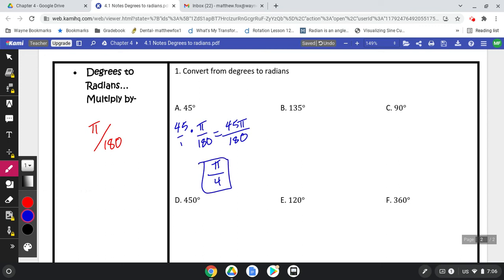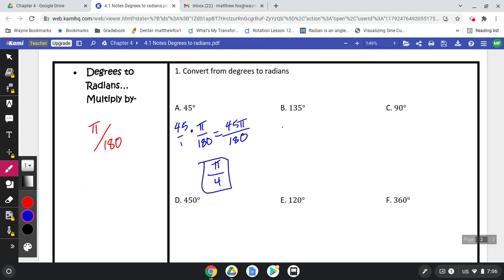Now, if you had done that by 5, you would have gotten 9 over 36, because 5 goes into 45 9 times and 5 goes into 180 36 times. That would be fine, but then you would have to keep reducing, which 9 does go into 36 4 times, so it would still work out.